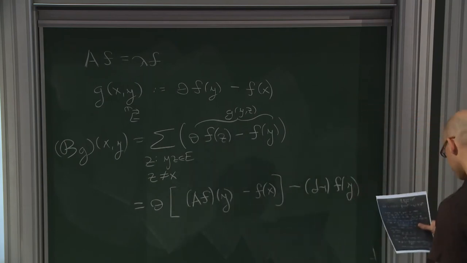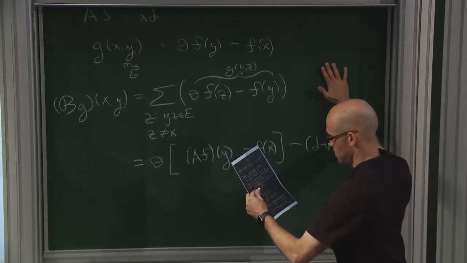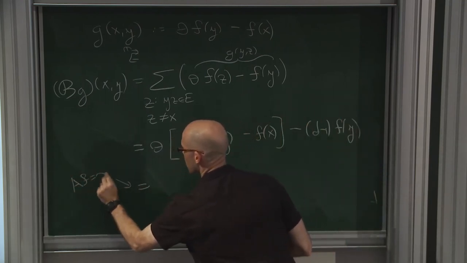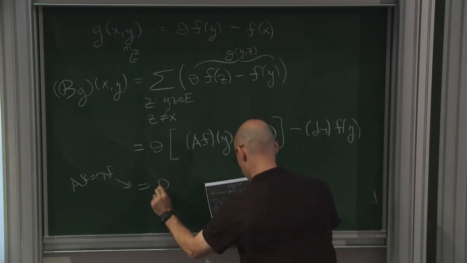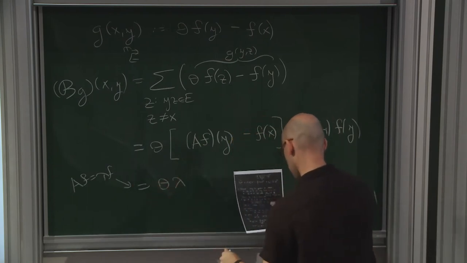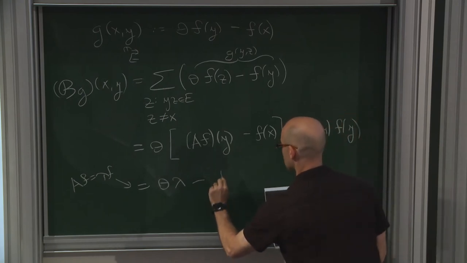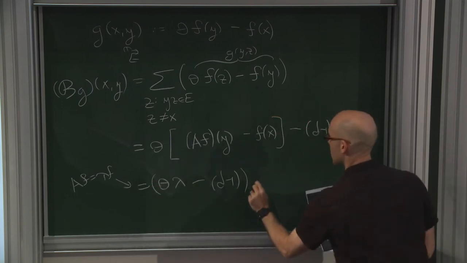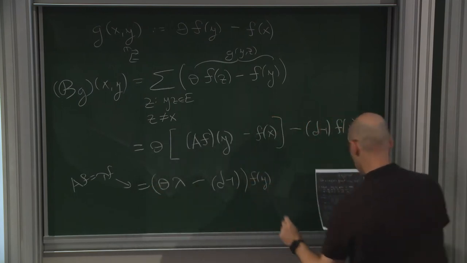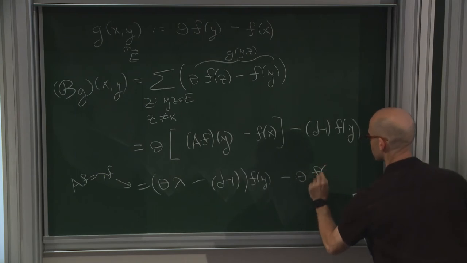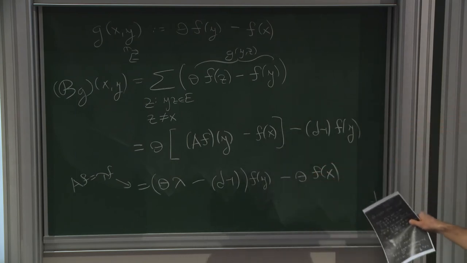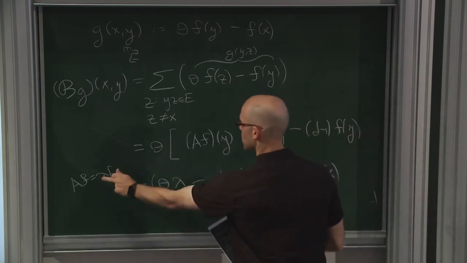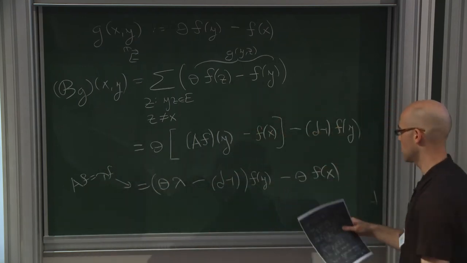Now we'll use the fact that Af is lambda f, and we have here theta times lambda minus d minus 1 multiplies our f of y, minus theta f of x. I rearranged it a little. I took the theta f(x) out. So I use the fact that Af equals lambda f, and I have that.